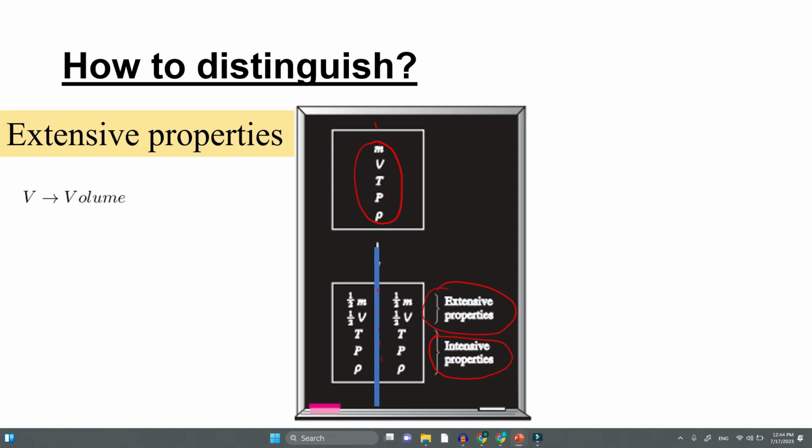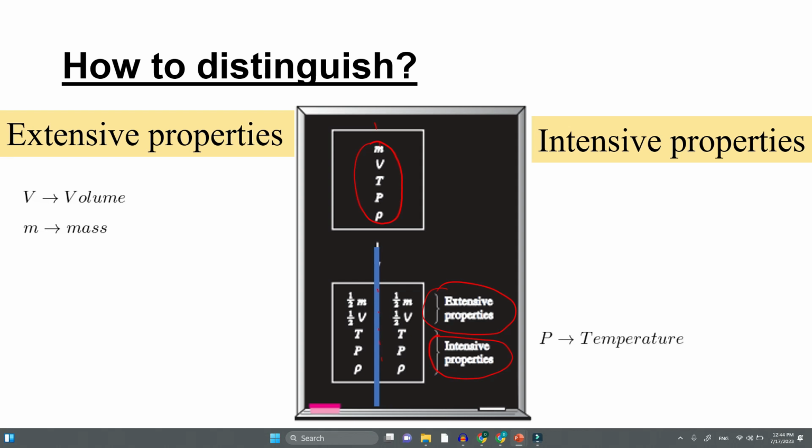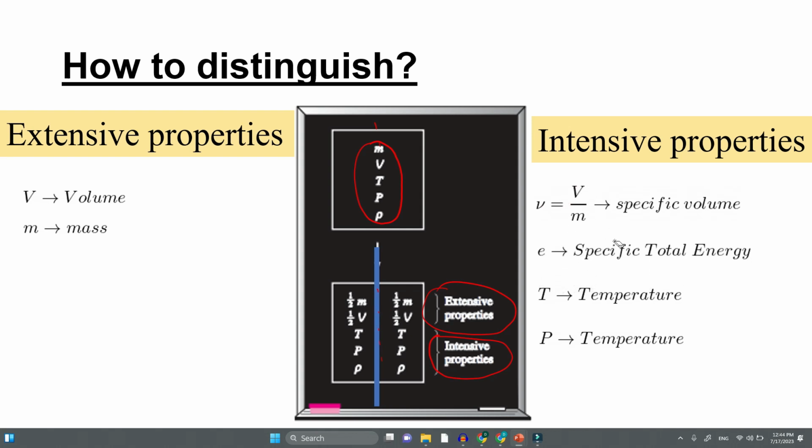So extensive properties are, once more, examples of volume, mass. Intensive properties are pressure, temperature, specific volume, that is total volume by mass. And again, this is the specific total energy, that is total energy divided by the total mass. Also, these are the symbols we use, that is capital V is the total volume and this small v is new. Actually it is not new. The small v is used for specific volume, that means divided by mass.